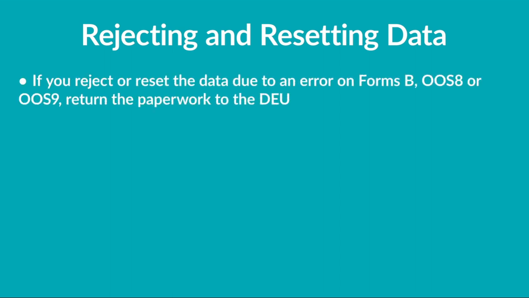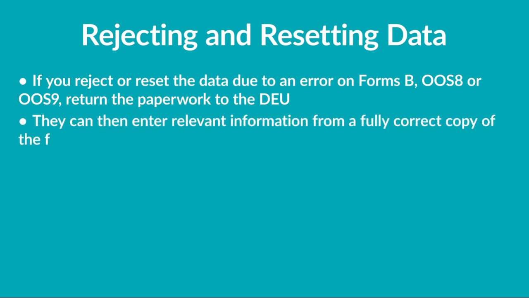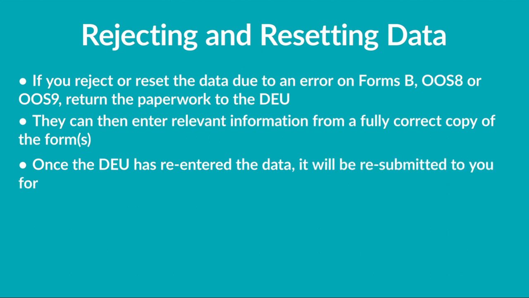If you reject or reset the data due to an error on Forms B, OOS8 or OOS9, you should return the amended or new paperwork to the data entry user to allow them to enter the relevant information from a fully correct copy of the form or forms. Once the data entry user has re-entered the data, they will be resubmitted to you for approval.